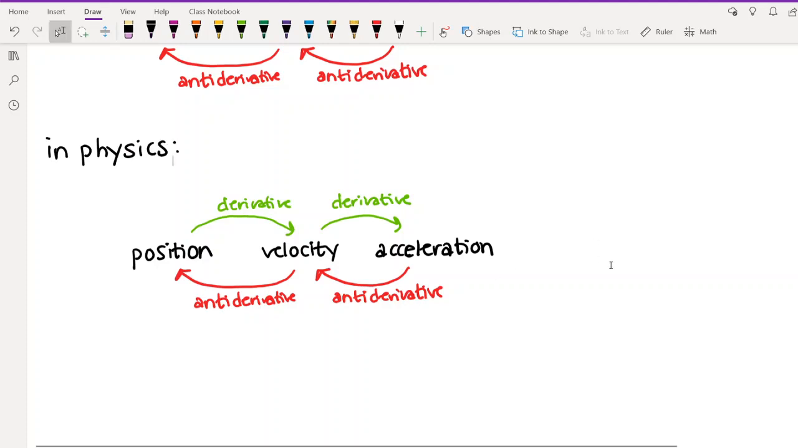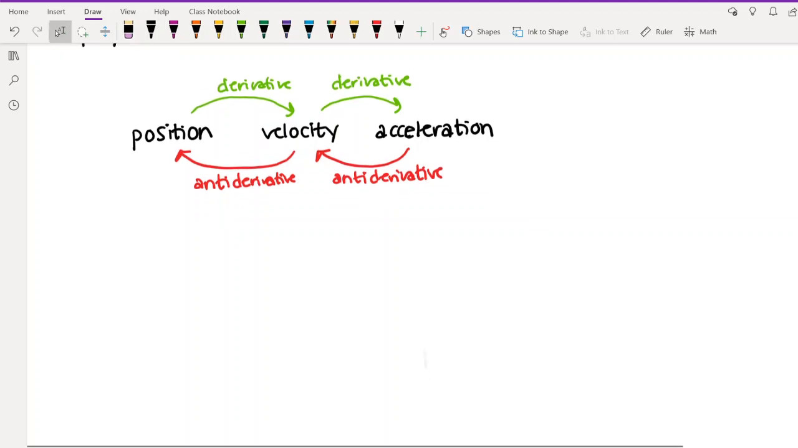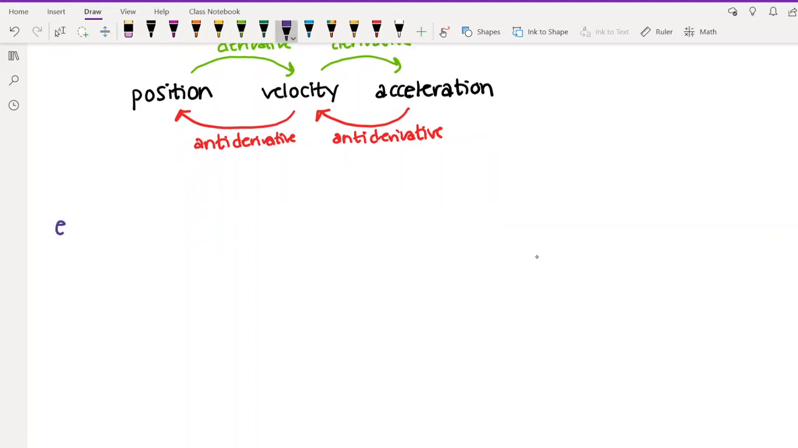This is a really powerful way of understanding the relationship between these functions, because if you only know the acceleration of an object, you can still figure out what its velocity is and what its position is. And the more information you have, the more specific you can get. But even just knowing the acceleration function is enough to give you an idea of what the velocity and position functions will look like. So I want to do an example along those lines.